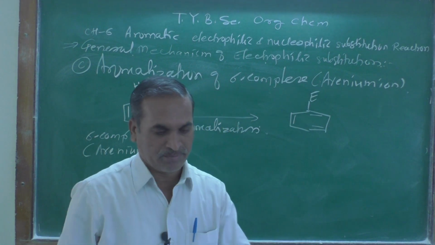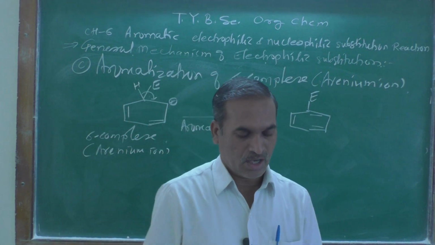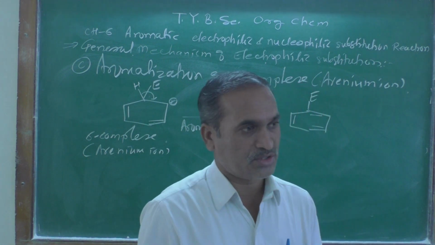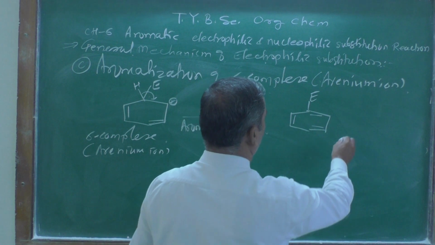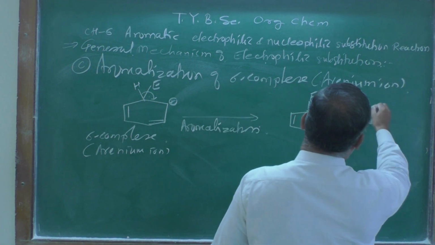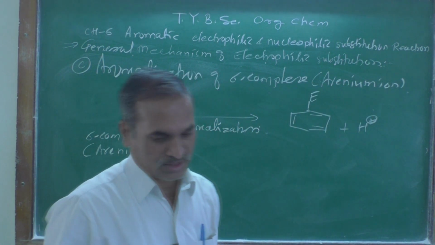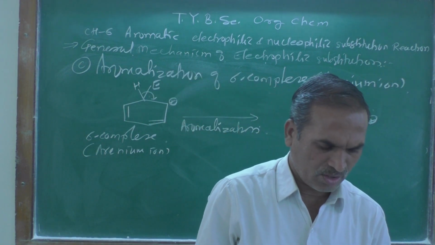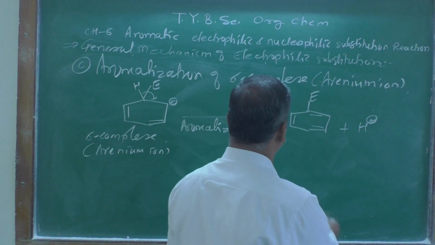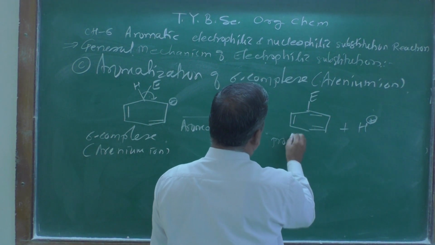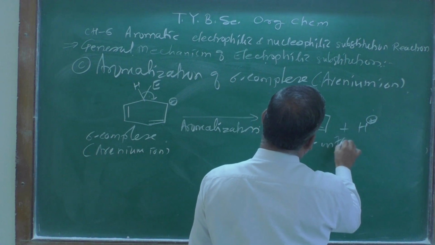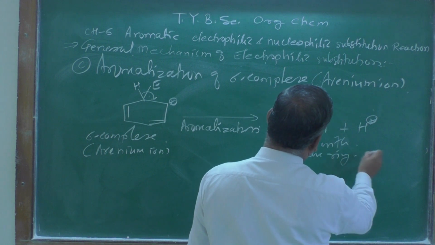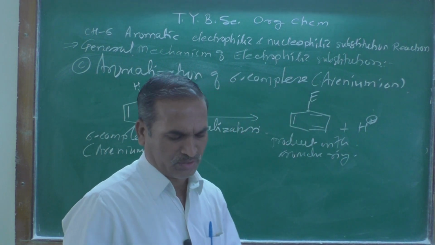In this way we have seen the existence of the sigma complex, and how, in aromatization, there is a loss of H plus over here. The strong electrophile is lost as a weak electrophile. That is a product with the aromatic ring. This is a product with the aromatic ring we have got over here.